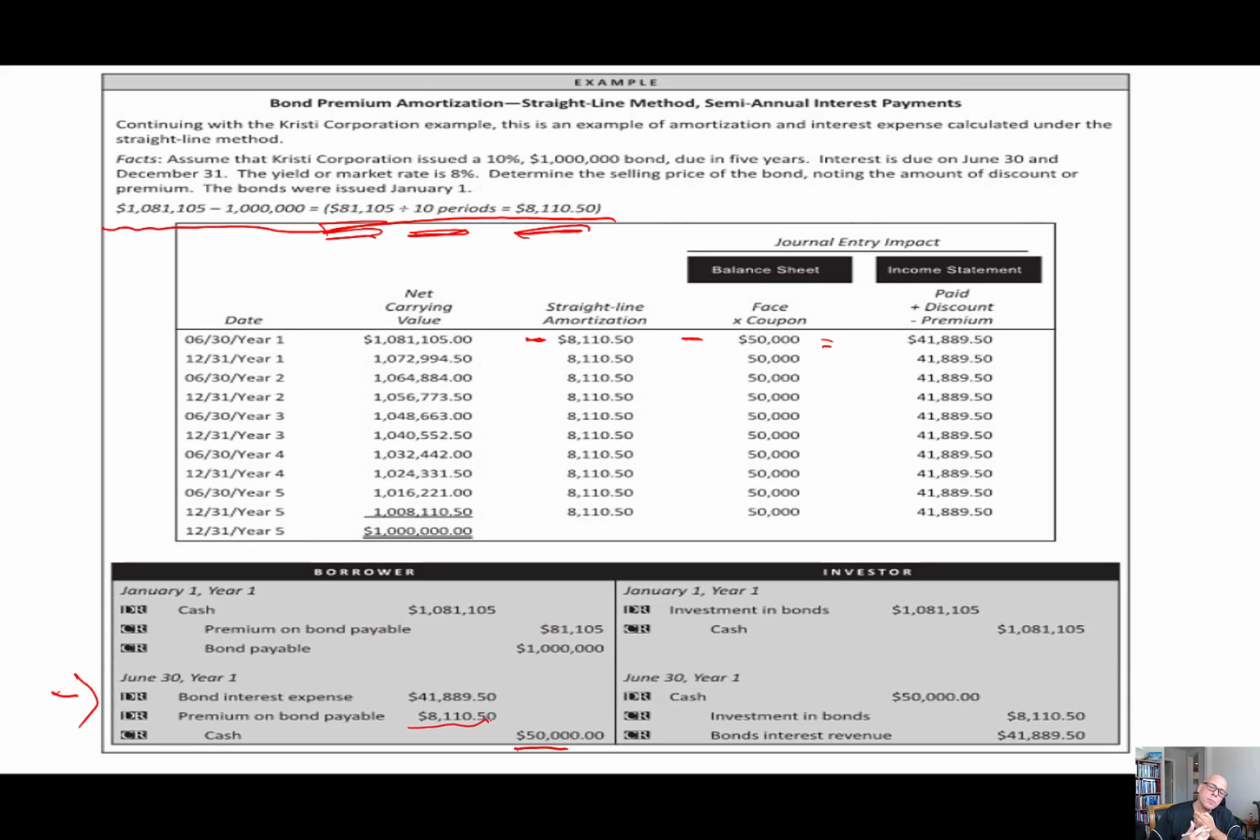So what does premium amortization do to my interest expense? Well, it makes it less than cash, right? The cash was $50,000, the interest expense is this $41,000, whatever, okay? And let's see what it does to carrying value.